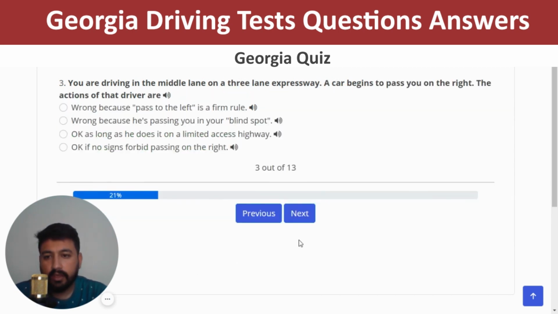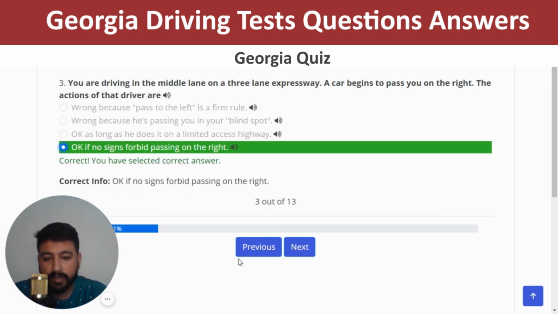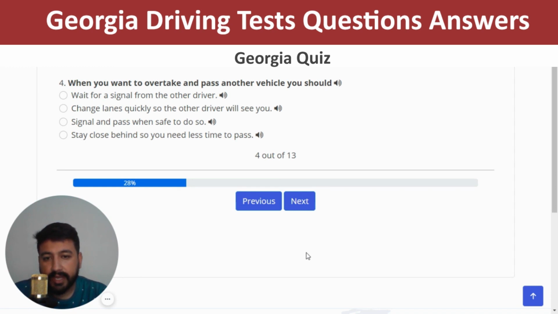Yes, and next. You are driving in the middle lane on a 3-lane expressway. A car begins to pass you on the right. The action of that driver are, so you can choose the last option, which should be the right one, which is okay if no signs forbid passing on the right. Correct, and next. When you want to overtake and pass another vehicle, you should, so you can choose the third option, which is signal and pass when safe to do so.